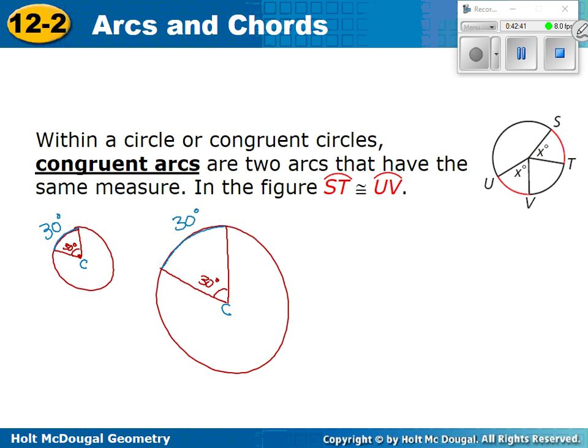But are they congruent? No, because congruent arcs are not just arcs that have the same measure. Congruent arcs are arcs that have the same measure if they are in the same circle or in congruent circles. Are these 2 circles congruent? No. Congruent circles have to have the same radius length. And obviously one circle is bigger than the other. Thank you. Okay? Hi, Jared. So be careful. Even though they have the same measure does not make them congruent. They have to come from the same size circle.